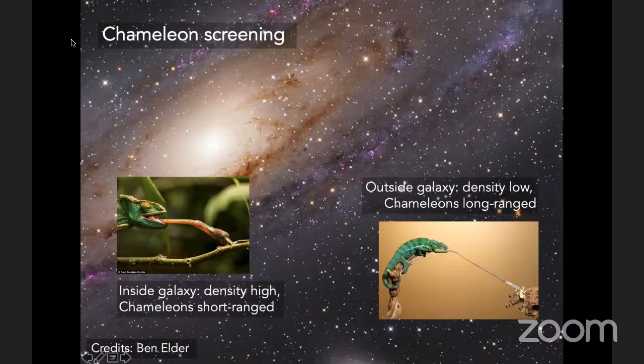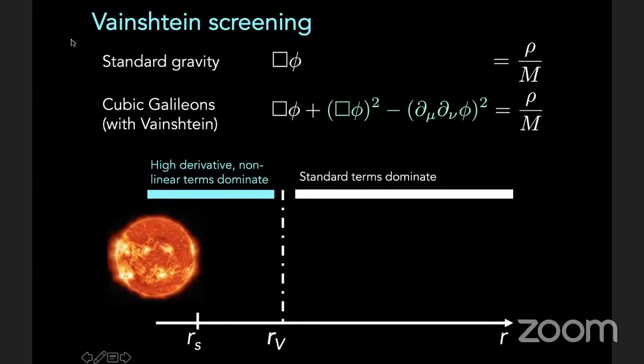Okay, so in this talk, I'm going to focus on a different type of screening mechanism. It's called the Vainshtein screening. So in this case, it's as if your field force behaves according to two different laws, depending on the environment. In order to show you how this is possible, I'm showing you the equation of motion for the cubic Galileons, which is the simplest model showing Vainshtein screening.